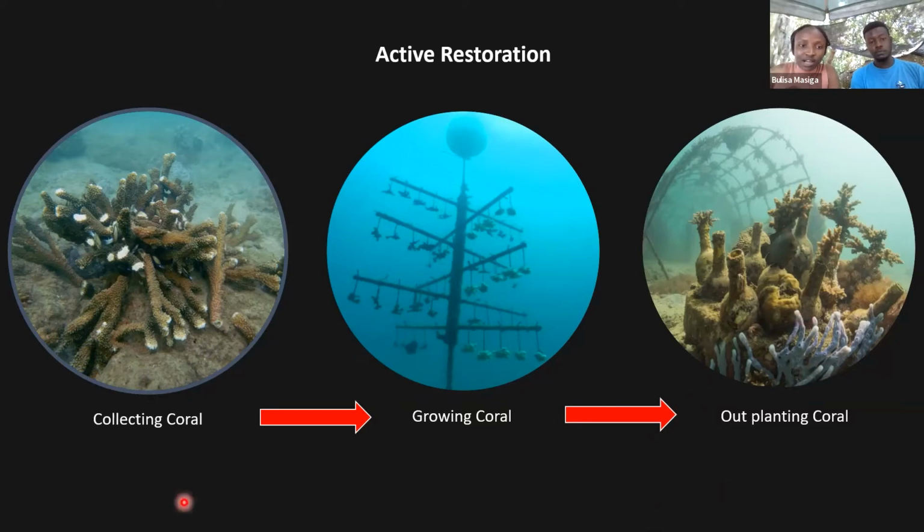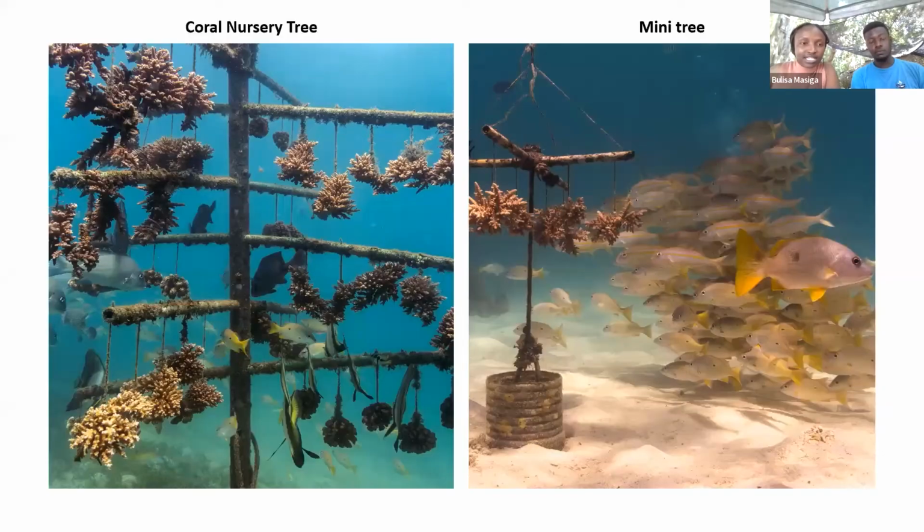I'll show an example of a coral tree nursery. This is how it looks after the corals have grown for a period of time. They attract fish, as you can see in this picture, and this is a mini tree. This is a smaller version of a coral tree nursery. Mostly we use these mini trees for research and other experiments being carried out around here.